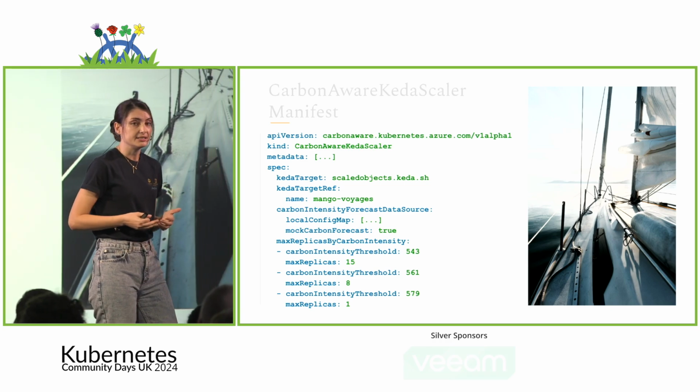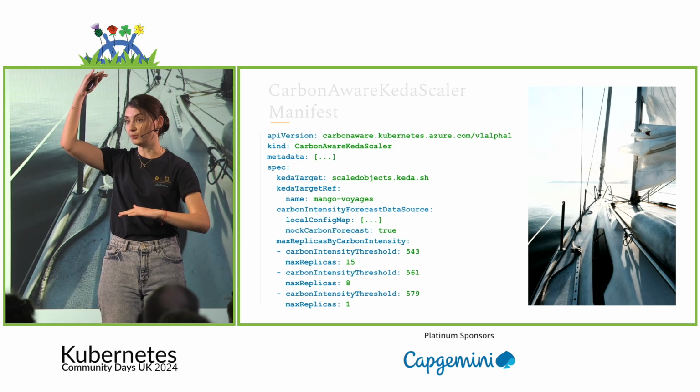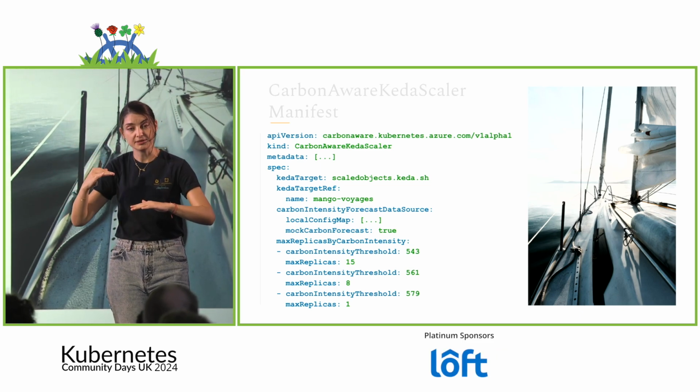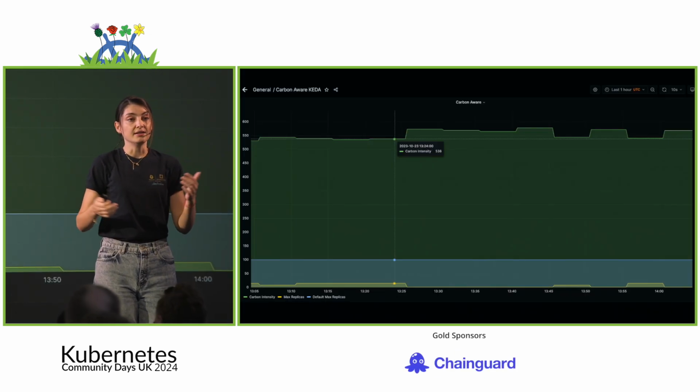The main idea here is that if my carbon intensity is high, I want the lowest amount of replicas because we have most emissions, so we want to reduce the amount of replicas. And vice versa, when carbon intensity is low, we want to maximize our amount of replicas. And how is it going to look?